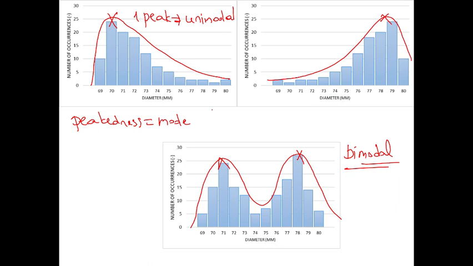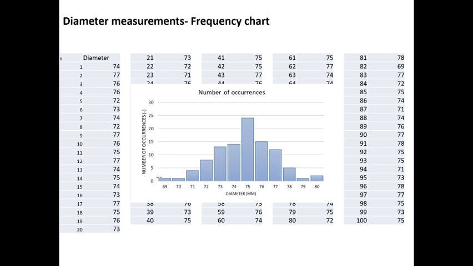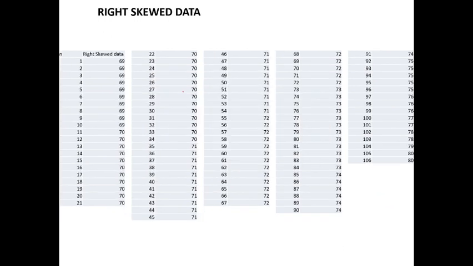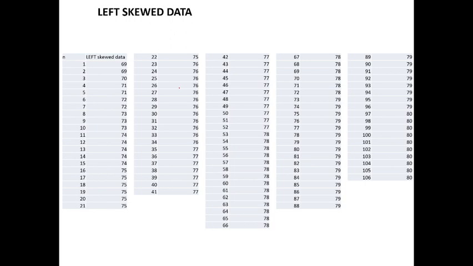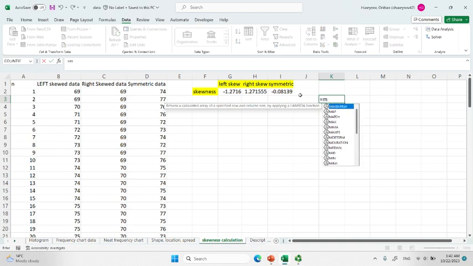So we have skewness, we have the peakedness, and now, since we have talked about the frequency chart, I showed the frequency chart for symmetric data. This one was symmetric. So we have left skewed data and we have right skewed data. As I talked about, I will just show the left skewed data so you have a better understanding of how to plot it. The first thing is that you just write the minimum of the values that you have.